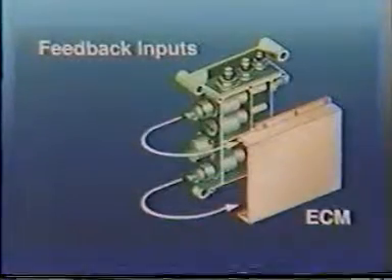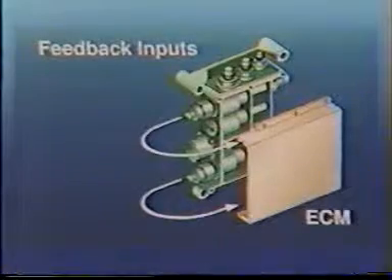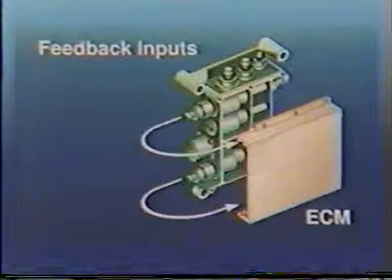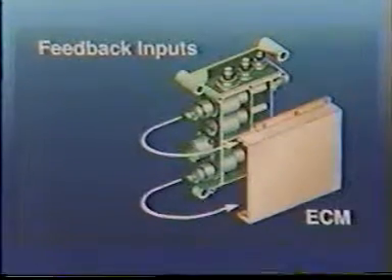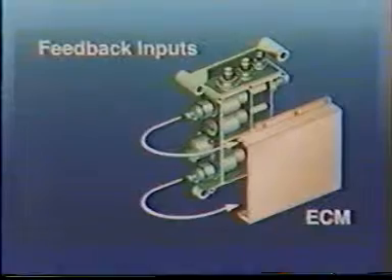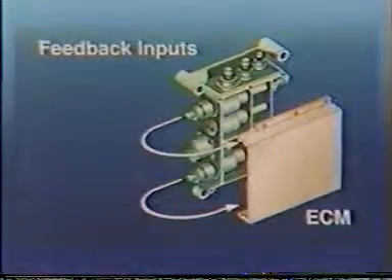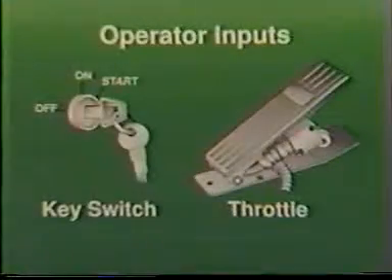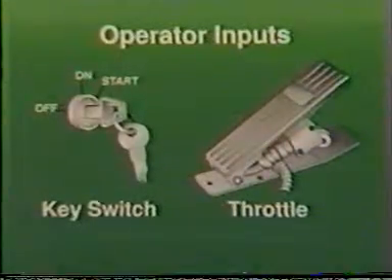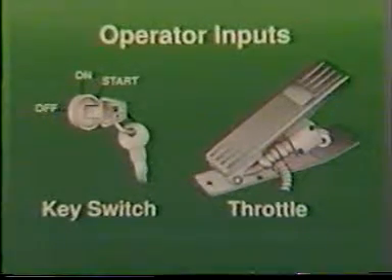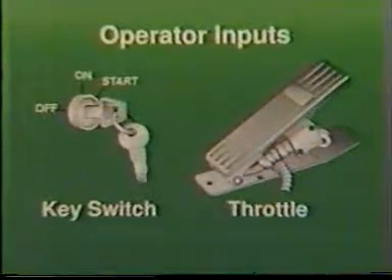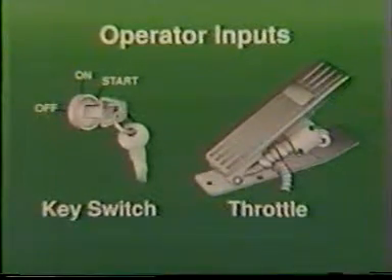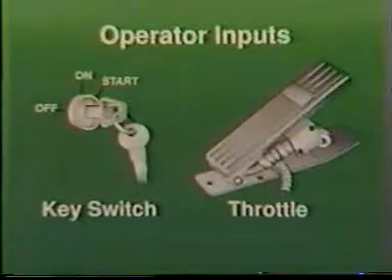In addition to monitoring the fuel and timing pressure sensors to determine actual pressures, the ECM also monitors the current returning from the rail and timing control actuator valves. This feedback information provides confirmation of correct valve operation. The two main inputs from the operator are the key switch and the throttle. The position of the key switch determines the state of engine operation, on or off, and the position of the throttle determines the desired engine speed.